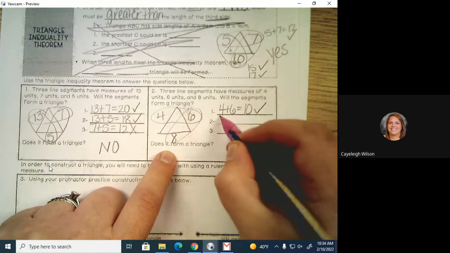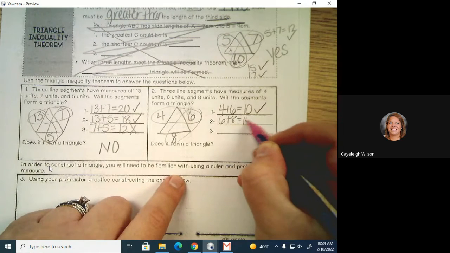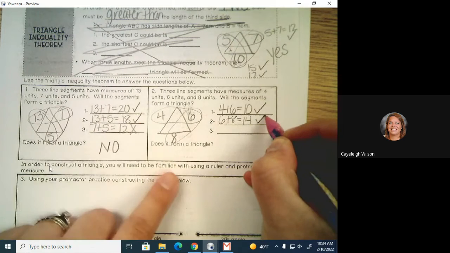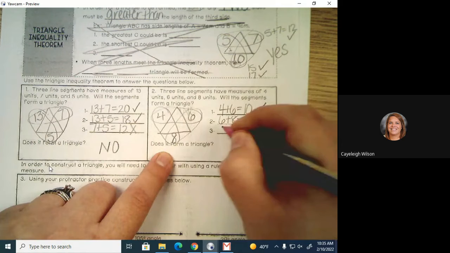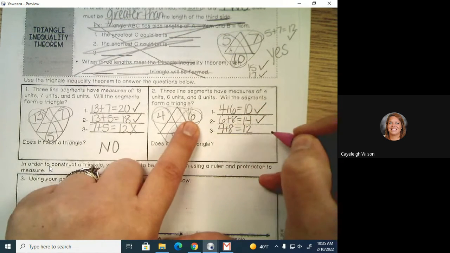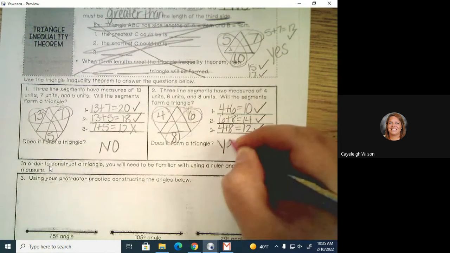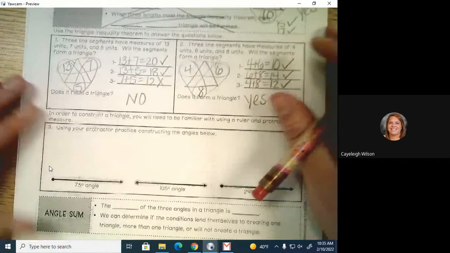Then I'll do the next two. 6 plus 8 is 14. Is that bigger than 4? Yes. And then I'll do the last two. 4 plus 8 is 12. Is that bigger than the 6? Yes. So all of them are yes. So yes, it's a triangle. So that's called the triangle inequality theorem.